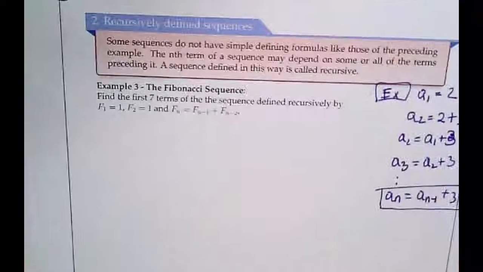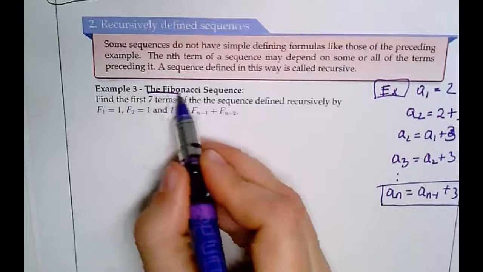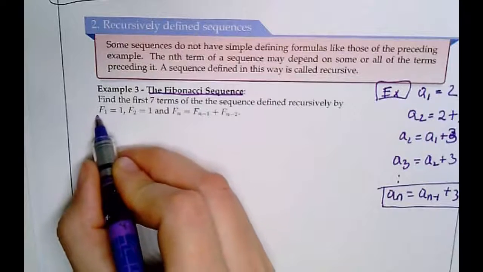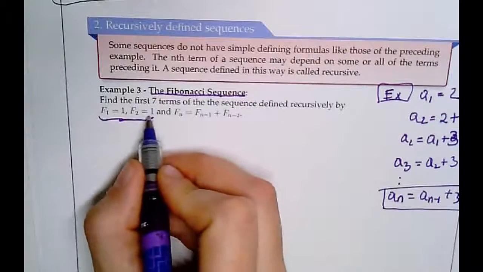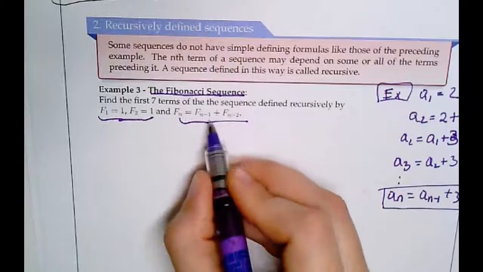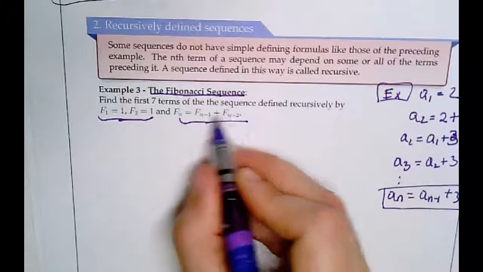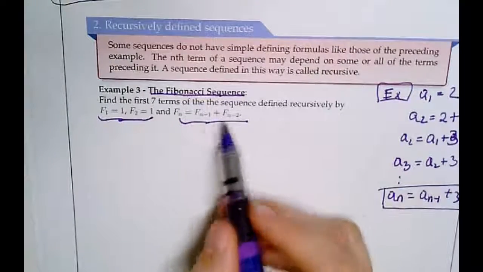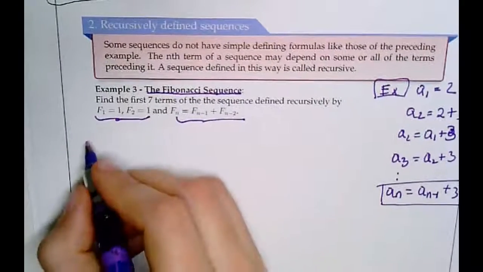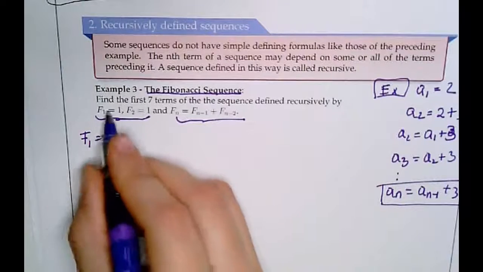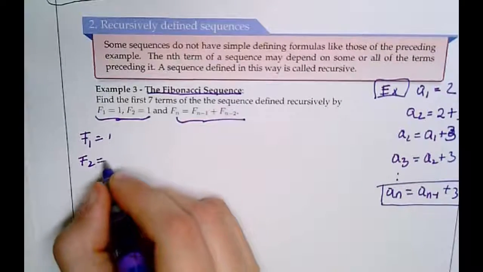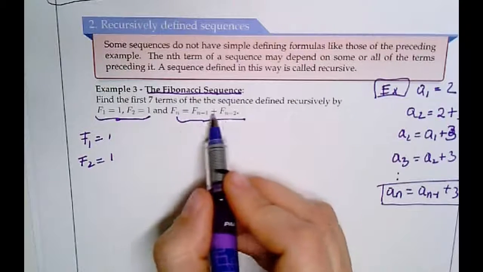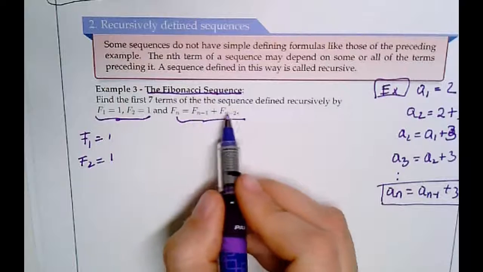A famous recursively defined sequence is the Fibonacci sequence. The Fibonacci sequence is defined by the first two terms being 1, and then the next terms are the sum of the previous two terms. So this depends on 2 of the previous terms. Let's see what that means. So f1 is 1 and f2 is 1. This is given to us, and then we are given that the next term is the sum of the previous two terms: fn minus 1 plus fn minus 2.